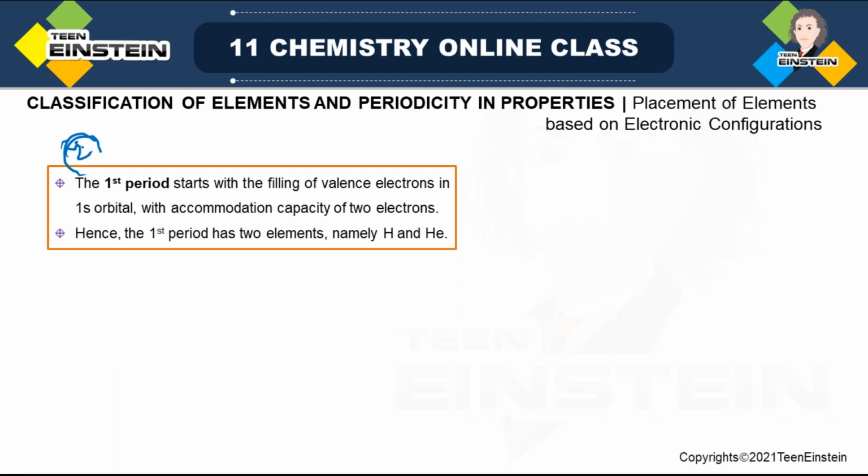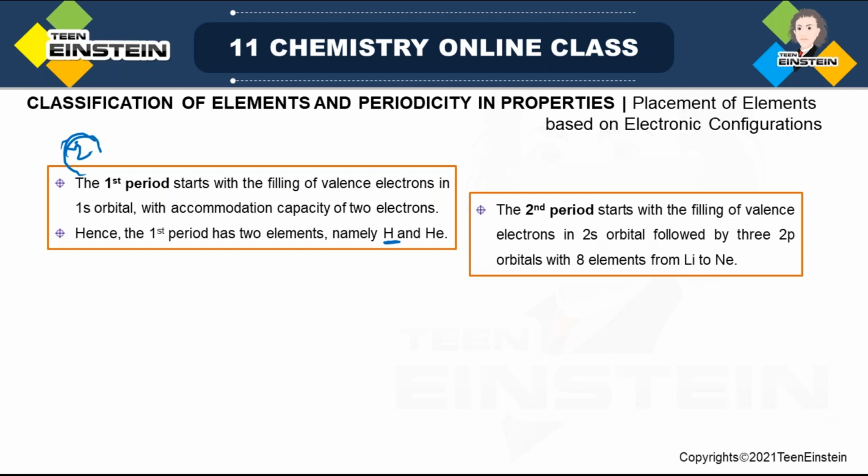When it is 1s1, the element is hydrogen. When it is 1s2, the element is helium. So that is all about the first period. Now the second period starts with the filling of valence electrons in the 2s orbital, followed by the three 2p orbitals, with 8 elements. Here we have two orbitals, one is 2s, another one is 2p. In 2s we can place a maximum of 2 electrons, in 2p the maximum capacity is 6. That means 2 plus 6, total 8 elements we can have in the second period. It starts from lithium and ends at neon, which is the noble gas.